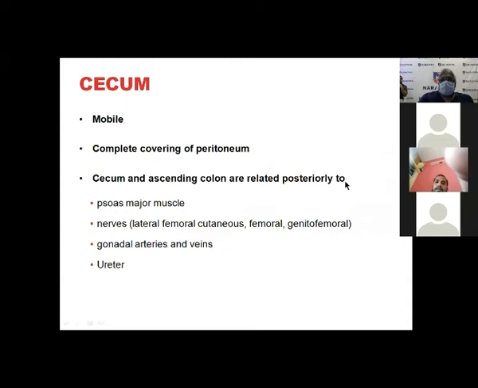The cecum and ascending colon are related posteriorly to the psoas major, the nerves, lateral femoral cutaneous nerve, femoral and genitofemoral nerve, the gonadal arteries and veins, and the ureter. It's on the right side. The gonadal artery can be an ovarian vessel in a female, but it can be a spermatic vessel in the male. On the right side the vein joins the IVC directly, whereas on the left side it joins the left renal vein. You must know that because the IVC is placed more towards the right side.